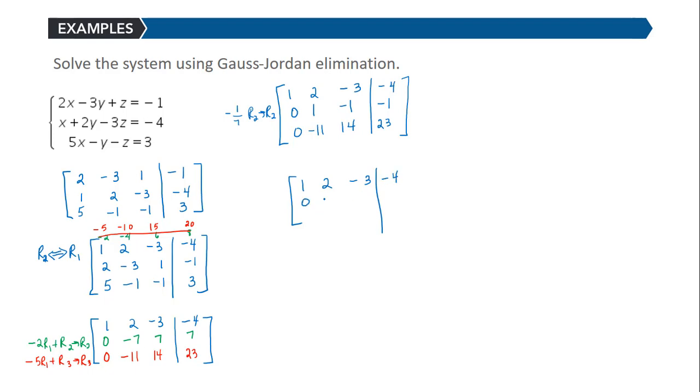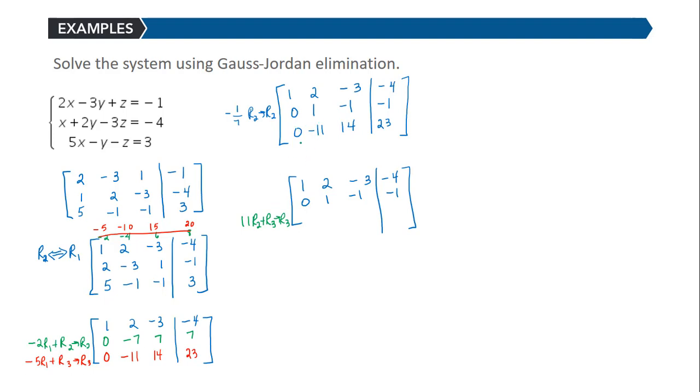So my first and second rows will stay the same. And now I'm going to add 11 times row 2 plus row 3 to get row 3. And hopefully you understand the reason I do that is where I have a 0 position. When I multiply something by 0 and add it to 0, I'm not changing it, right? I don't want to get rid of the 0 that I already have there.